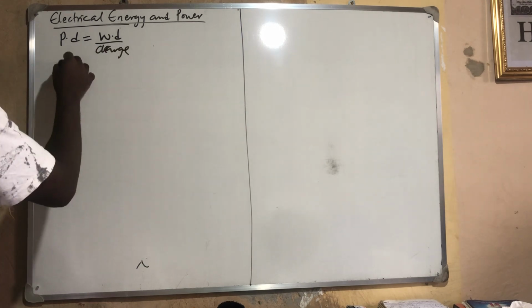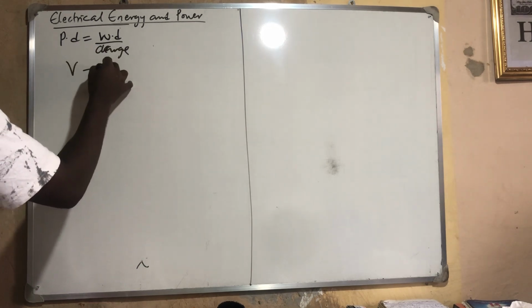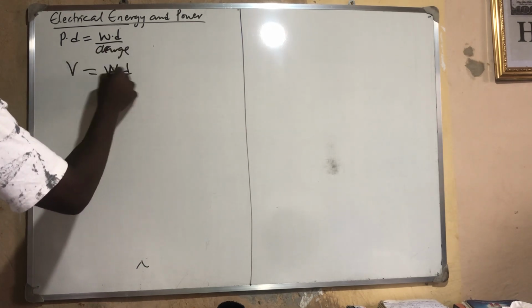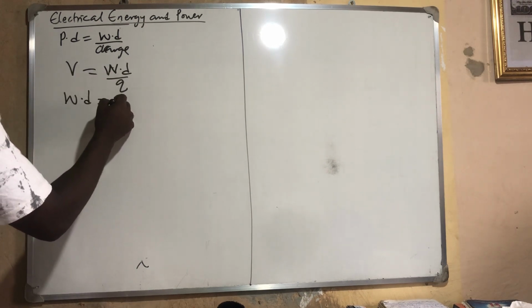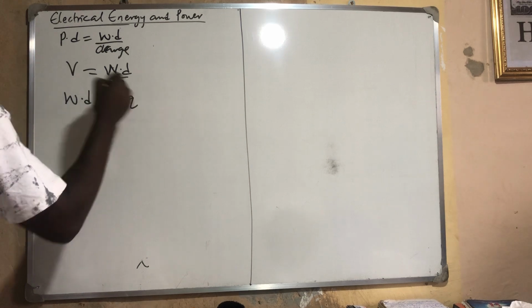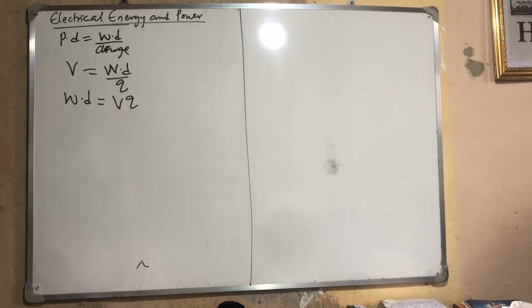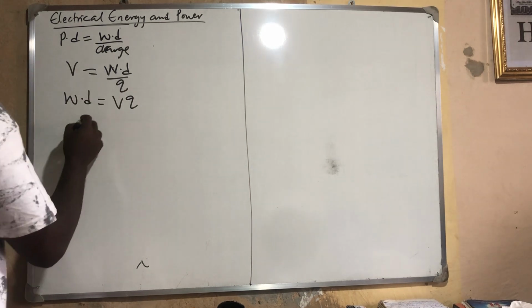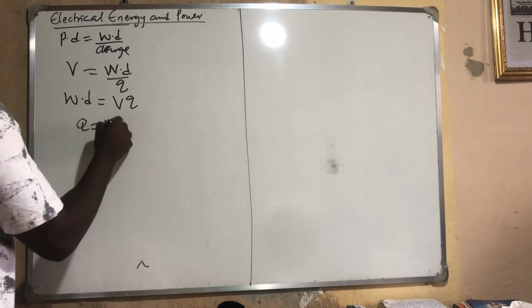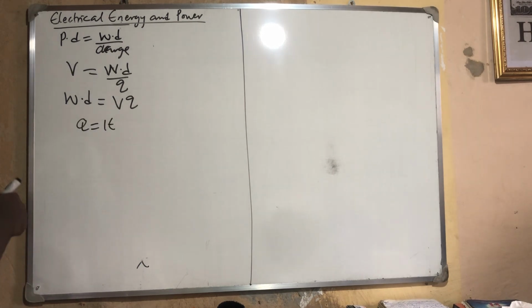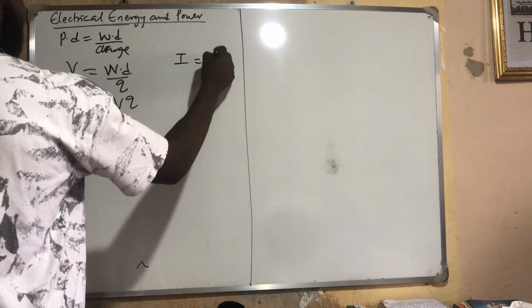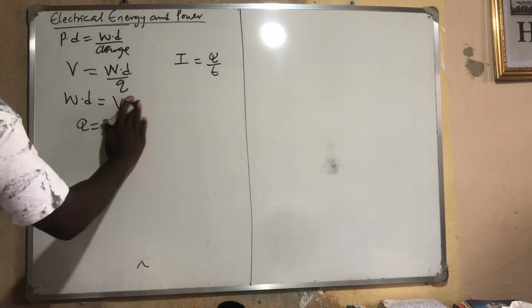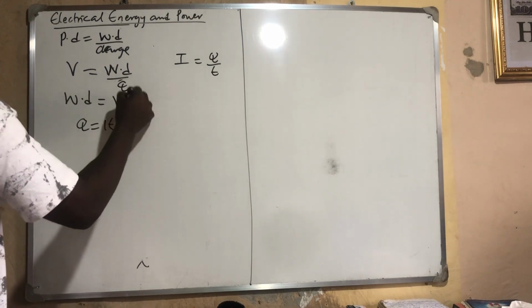Potential difference V is equal to work done over charge. So my work done, if I make it subject, I'm going to have VQ. But don't forget a formula that said charge Q is equal to IT, the product of current and time, because current itself is charge over time. Let me use capital letter Q.